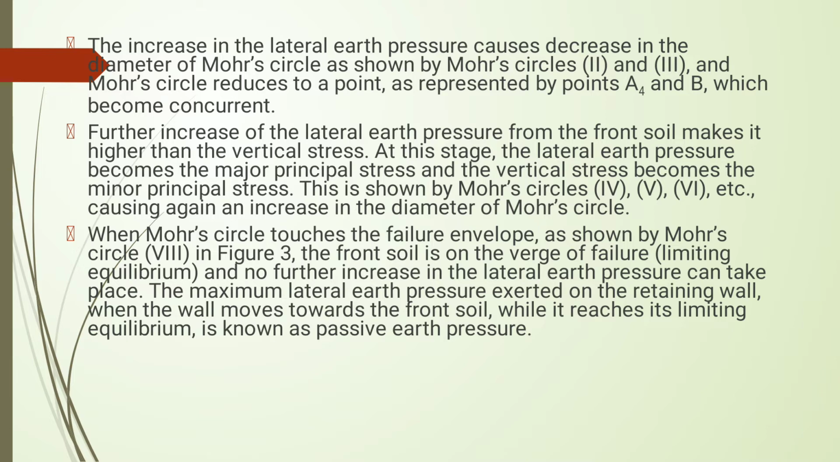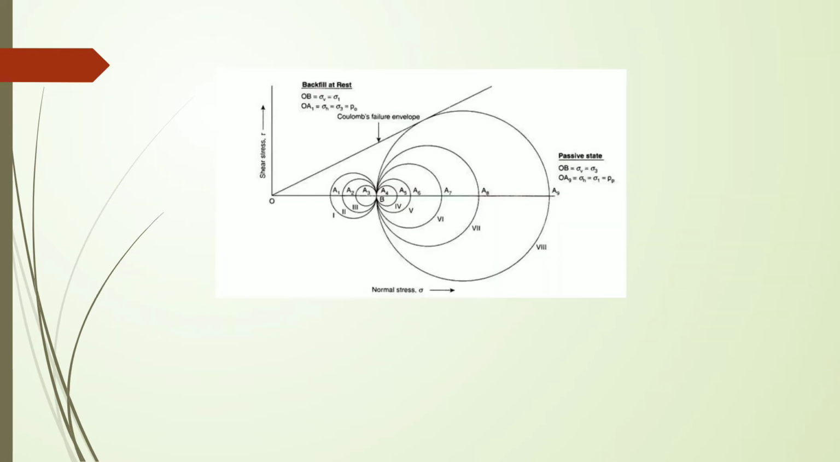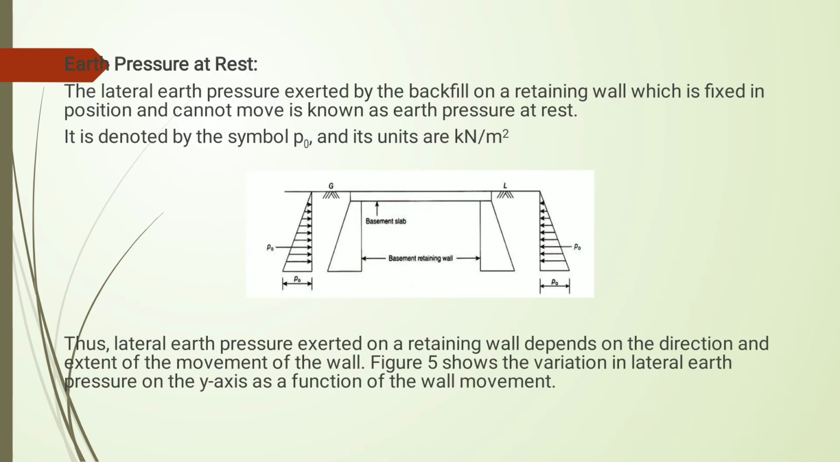The maximum lateral earth pressure exerted on the retaining wall when the wall moves towards the soil, while reaching the limiting equilibrium, is called passive earth pressure. In the figure you can see first OA1, next the failure zone, and OA9, where the circle touches the failure envelope.